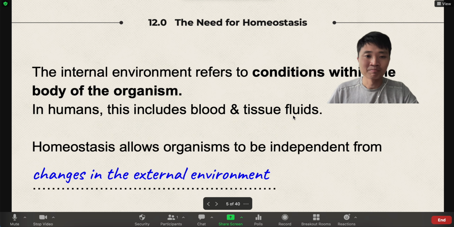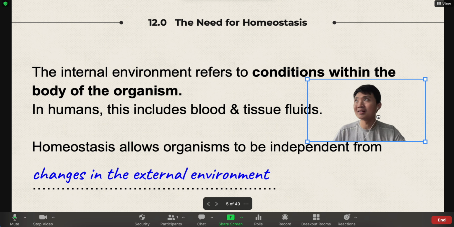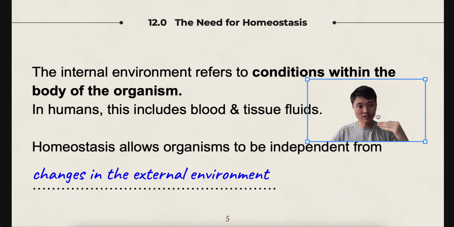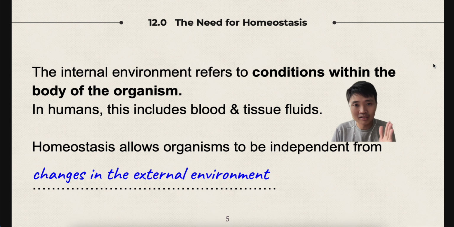Now the thing is that the internal environment, when you say maintain constant internal environment, what's that? Internal environment refers to the conditions within the body of the organism, in this case us. So what is it in us that we need to maintain constant? Your blood and your tissue fluids, correct? So homeostasis allows us to be independent from changes in the external environment.